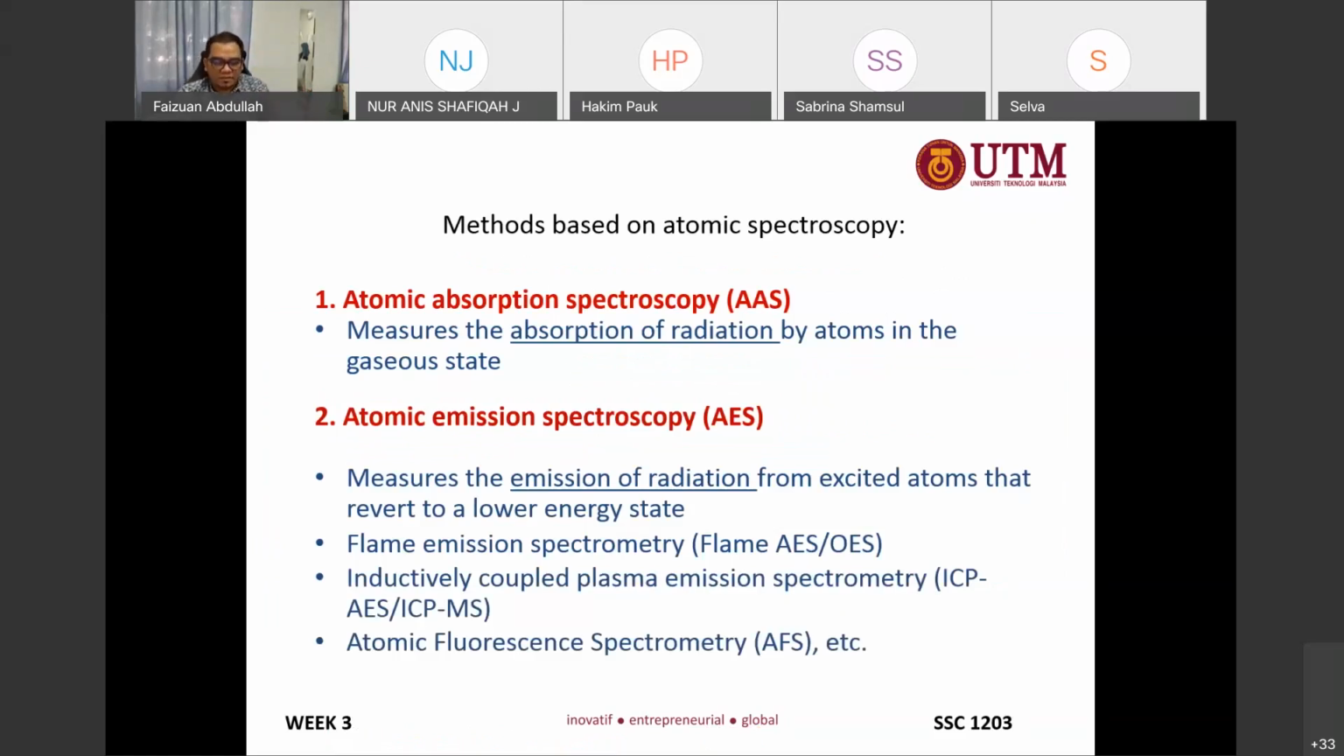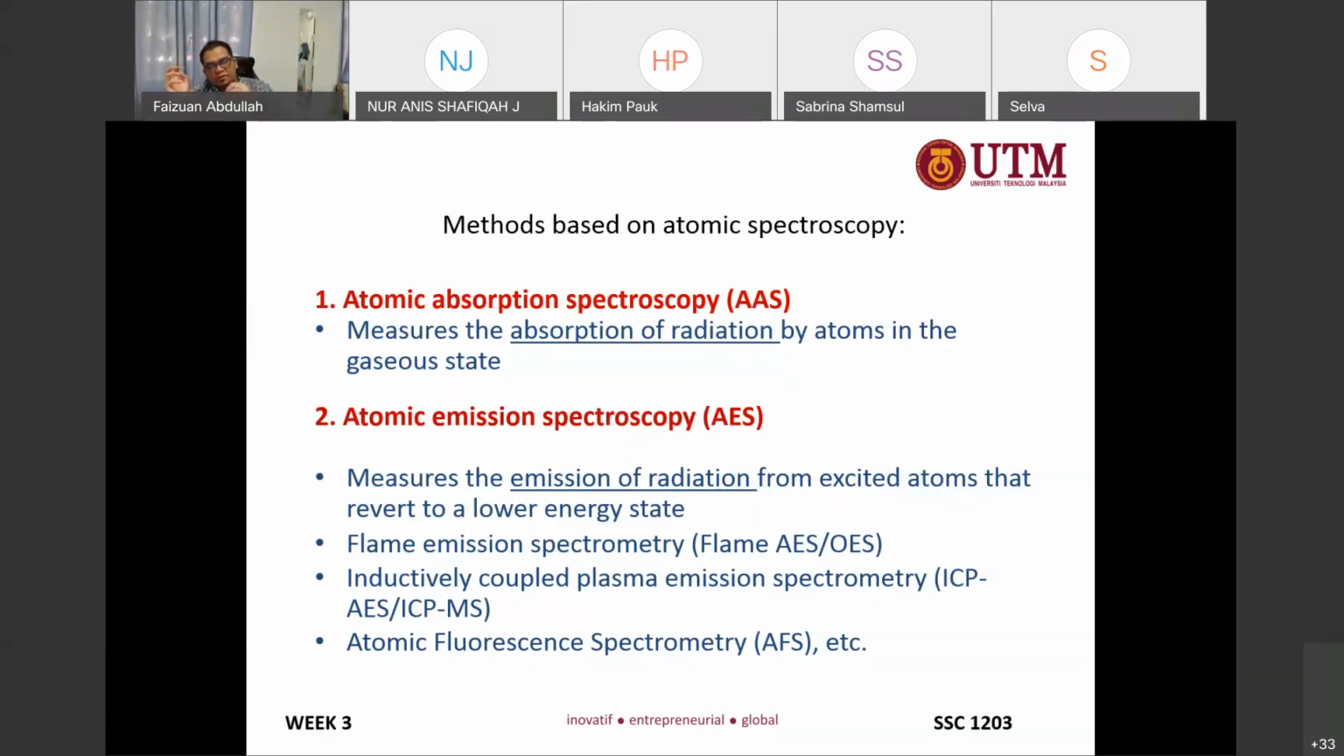And the second one is atomic emission. The difference between AAS and AES is that in AAS, atomic absorption, we have a light source and we atomize the sample, so the sample becomes atoms, and if there is iron in the analyte, it will absorb the energy. But in AES, we don't have a light source. There is no light source. We only excite or atomize the sample, and then we have a detector.